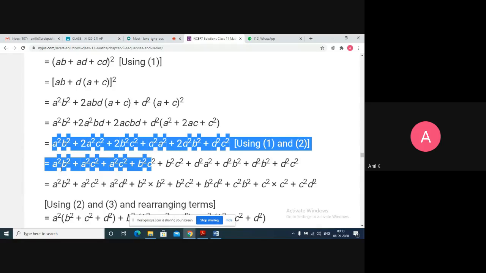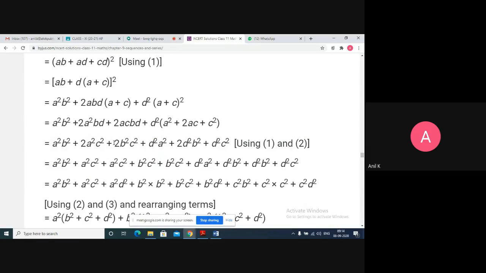A square B square, A square B square. This 2A square C square I have written as A square C square plus A square C square. Like if you have 2x, I can write it as x plus x. Similarly, here also 2b square c square term is there. I have written it as b square c square plus b square c square. So I split the term. Next, here also 2d square b square is there. So that also I have written as d square b square plus d square b square in the next step.